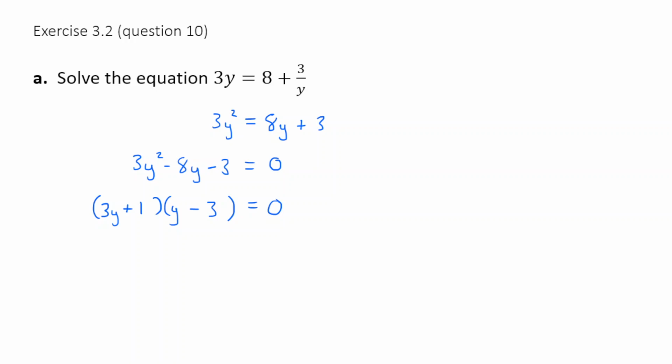Okay, well, if we've got to this point, then we know that there are two solutions. Either 3y plus 1 is equal to 0, in which case y is equal to minus a third, or we have that y minus 3 is equal to 0, in which case y is equal to 3. So we've got our two solutions to part A: y is equal to minus a third, or y is equal to 3.